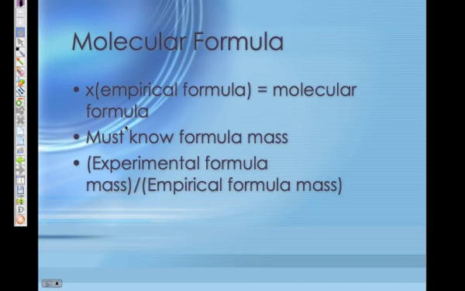They will usually give you a molecular formula mass. They'll say this compound has a molecular formula mass of 180. So you're going to compare those two numbers. If you get the same number, great. If not, you're going to divide to see how many times larger the molecular formula mass is than the empirical formula mass. Then you multiply the subscripts by that number. Experimental formula mass may be the same as the molecular formula mass. They may use that vocabulary.